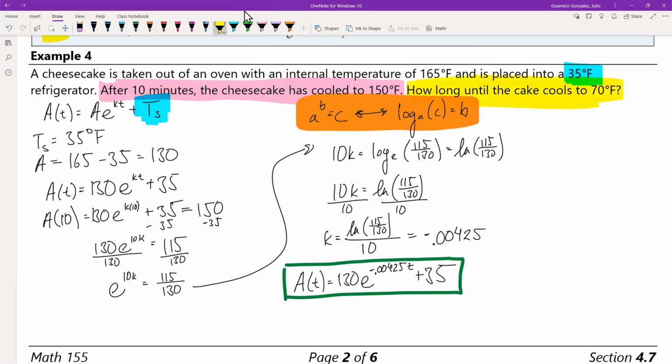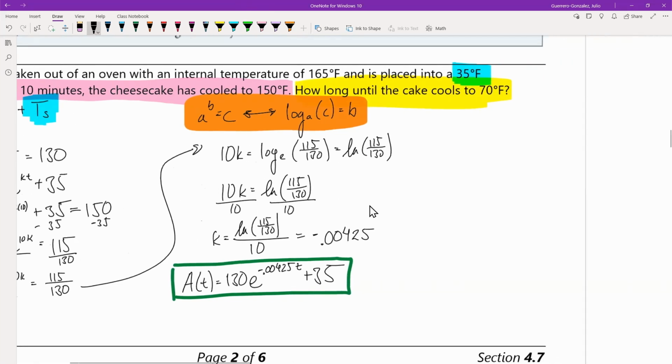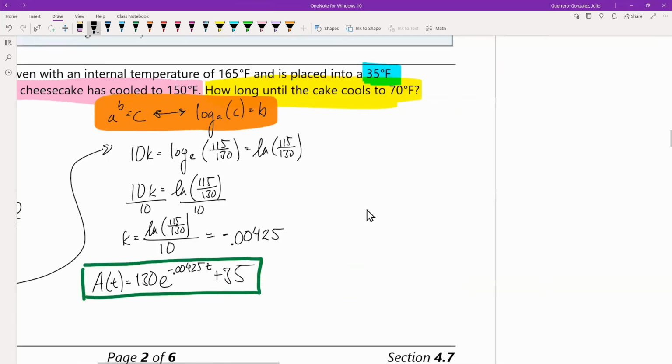How long will it take until the cake cools down to 70 degrees, right? We have our equation, so guess what? We use that equation. We need our 130 e to the negative 0.00425 t plus 35. We need this equal to 70 degrees, right? Okay, we're solving for time.